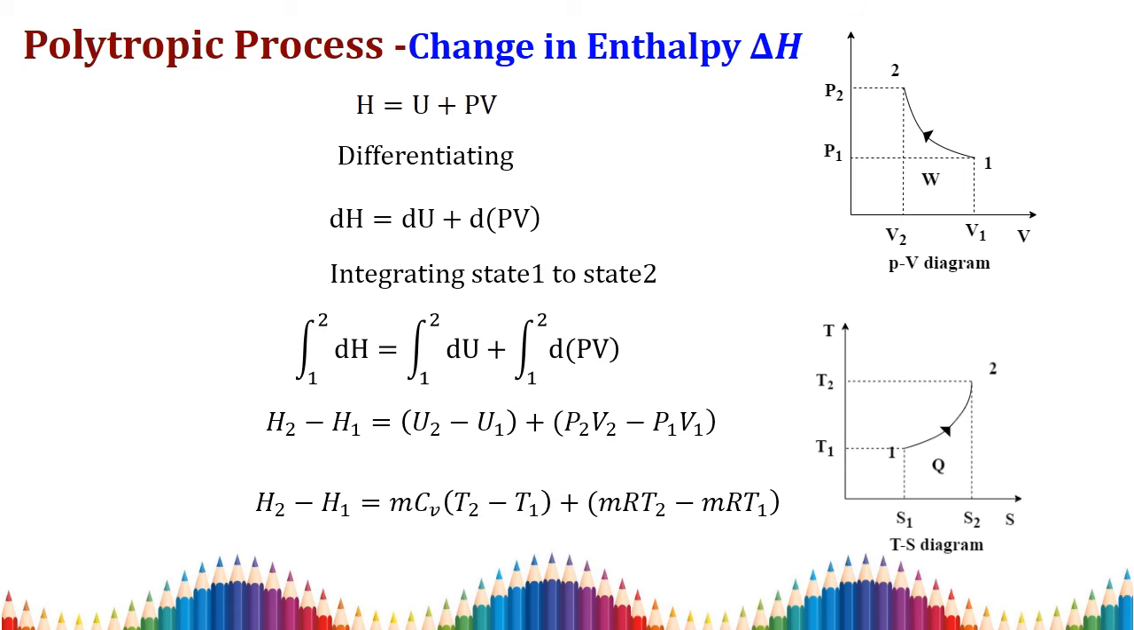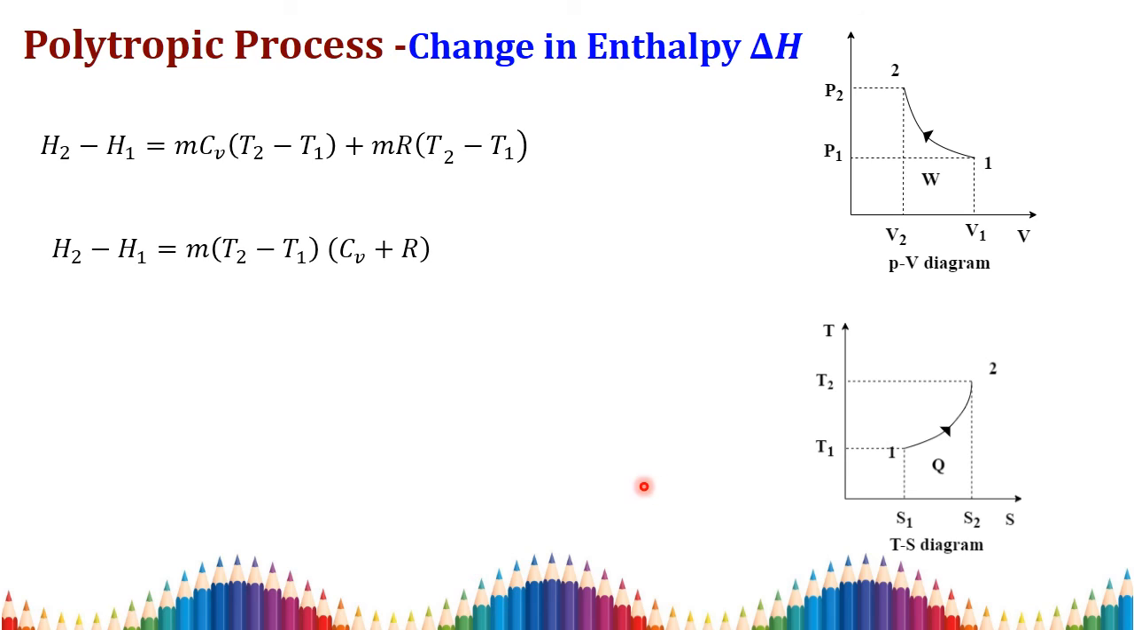Change in enthalpy: H is equal to U plus PV. Differentiate this equation, you will get dH is equal to dU plus d of PV. When we integrate from 1 to 2, you will get H2 minus H1 is equal to U2 minus U1 plus P2 V2 minus P1 V1. Since we know that delta U is equal to mCv into T2 minus T1, substitute here, and PV is equal to mRT, you can substitute the relations of the initial and the final condition, you will get this equation.